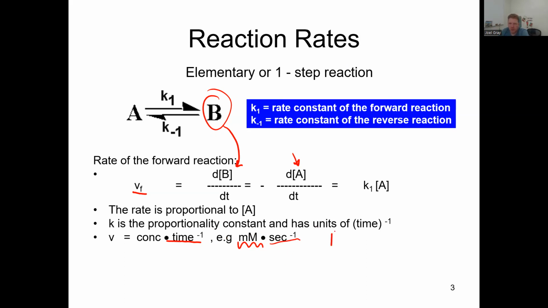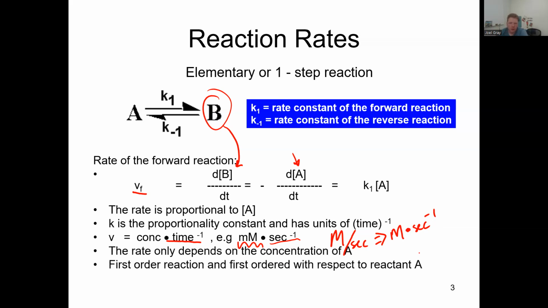Another one would be something like molar per second. And just as a little bit of a review, that is the same as that right there. And this, of course, is a times, just to rehash a little bit of Gen Chem 1 and old units you maybe haven't thought about for a minute. The rate only depends on the concentration of A: a first order reaction, first order with respect to reactant A.